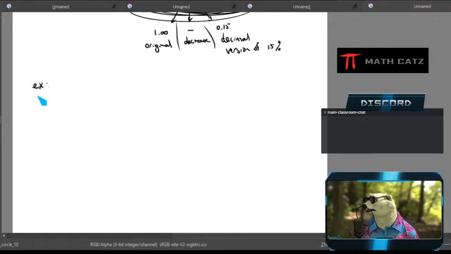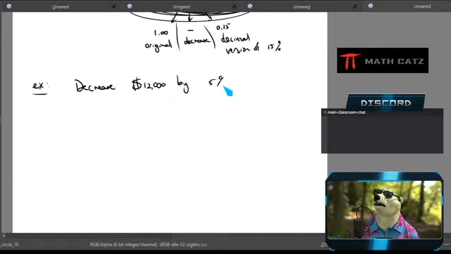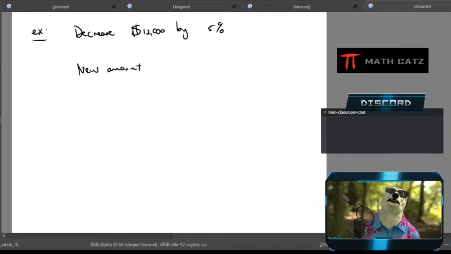So let's see some examples. Let's decrease that 12,000 that we had by 5%. My new amount. So here you can think, just to cover the possibility that someone might think like that, you might read this as, oh, take 5% off my 12,000. Totally fine. Still implies a decrease.